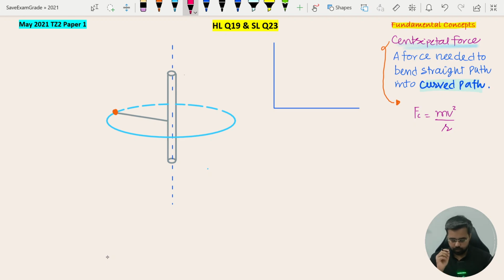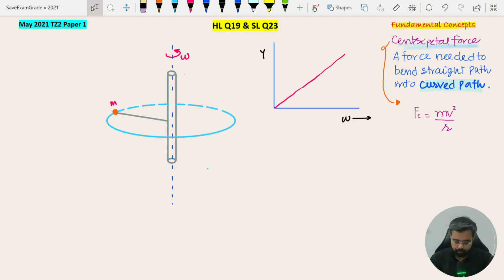An object of mass m is attached with a string that is attached to this vertical rod, which can spin about its axis of rotation at different values of angular velocity omega. In this question, you have to find which quantity we should take along the y-axis, as we are taking the angular velocity on the x-axis, so that you will get a straight line graph.